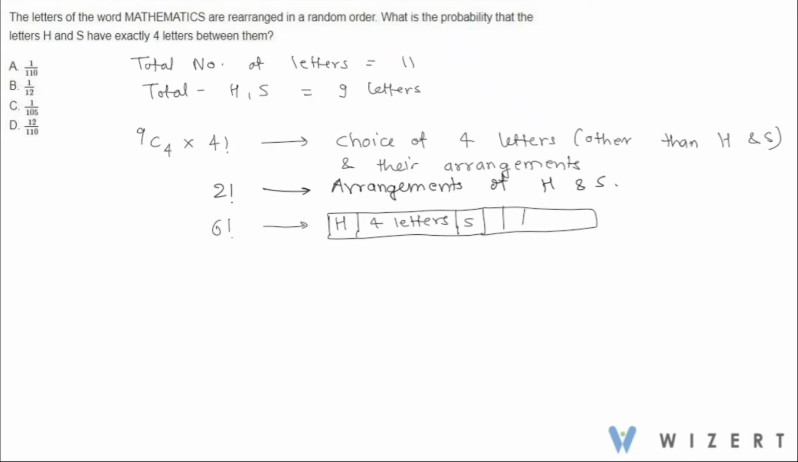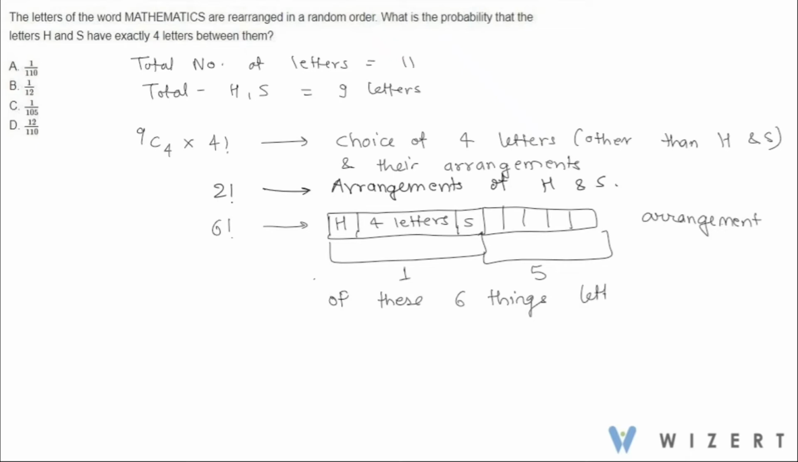5 letters. So this is 1 and these are 5. So the arrangement of these 6 things or 6 letters. So 6 factorial corresponds to that.